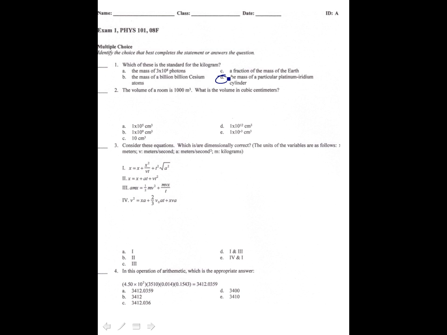The volume of a room is 1,000 cubic meters. What is its volume in cubic centimeters? We know that in 1 centimeter there are 10 to the minus 2 meters, or I sort of prefer to do it this way, that in 1 meter there are 100 centimeters. That's a little more intuitive. Now you have to cube this term because this term is cubed, and that gives us 100 times 100 cubed, which is the answer, which is B, 1 times 10 to the 9th.